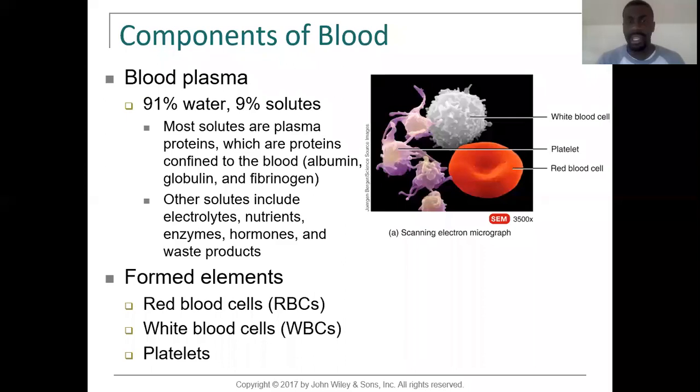And then in addition to all of those plasma proteins, there's also going to be a bunch of electrolytes like sodium ions, chloride ions, potassium ions, things like that. Any of those electrolytes, various nutrients, enzymes, hormones, and waste products are all going to also be found inside the blood plasma itself. Okay, so all that's going to be dissolved in there. Okay, and then again, making up the formed elements, we're going to find our red blood cells like we see over here. We're going to see some white blood cells, and then our platelets over here.